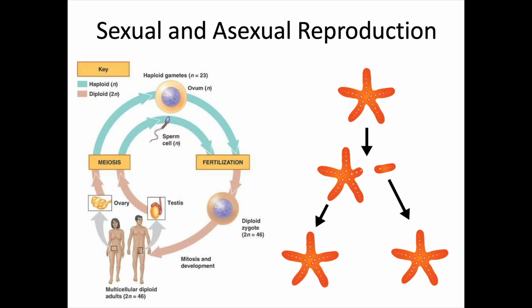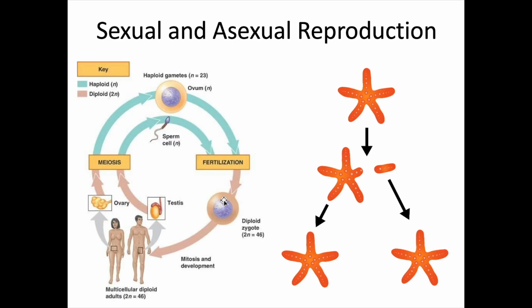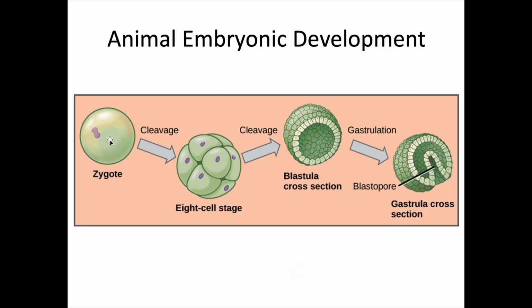Okay, now that we've got some generic traits out of the way, I want to talk more about this picture, this embryonic development. I'm not going to go through all of embryonic development, but these first few steps are important to understand because we're going to use some of the terms later to classify different groups of animals. So this process starts with a zygote, egg plus sperm equals zygote. We have this single-celled diploid zygote.